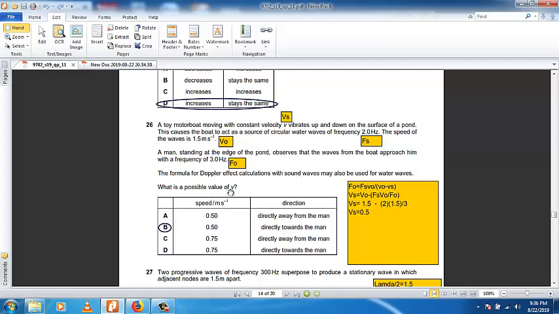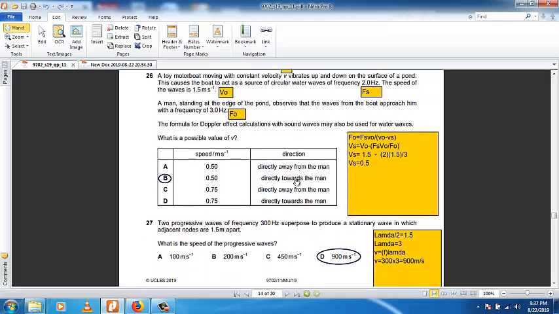We have to know that V, which is being asked, is the source velocity. We are given the source frequency, the observer's velocity, and the observer's frequency. So we just have to apply the formula, observer frequency equals source frequency times wave speed divided by wave speed minus source velocity, make the source velocity the subject of the formula and put in the values. We will get the source velocity to be 0.5. And because it is coming towards the man, and we can also see it from the frequency having increased, it means that it's coming towards him. So B is the correct answer.